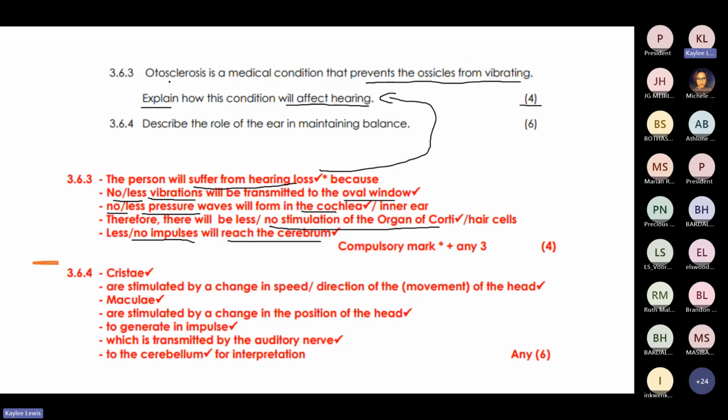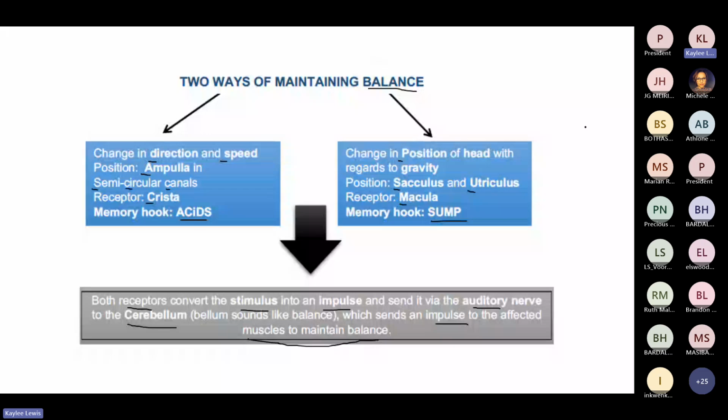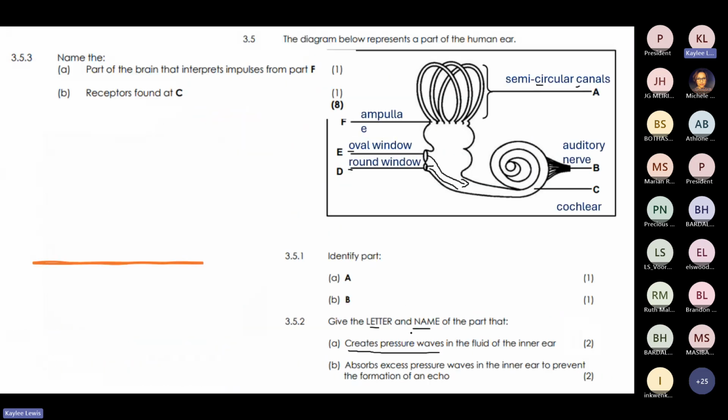All right. And then 3.6.4, describe. So it's a describe question, the role of the ear in maintaining balance. So essentially, you are now describing the process of it, and it's for 6 marks. They didn't specify if it is speed and direction or position of head. It's balance as a whole. So if I quickly go back, I'll come back to this now. You're describing this entire slide for the 6 marks now.